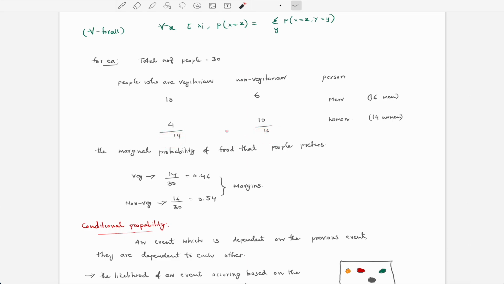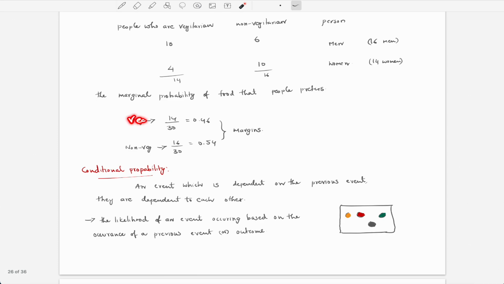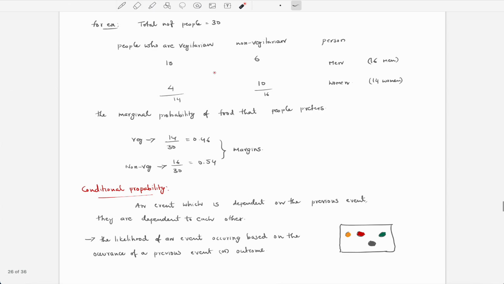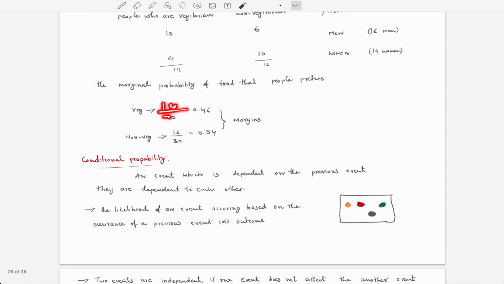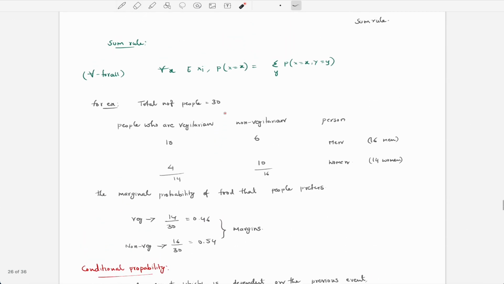So how are we going to find the marginal probability? The marginal probability of the food that people prefer: we have veg, right? We have a total of 30 members, so we simply divide by 30, and we get 0.46. If it is non-veg, then we have a total of 16, and we divide by 30, and we get 0.54. So these are the marginals. I hope you have a basic intuition of how we use this marginal probability in our daily life.